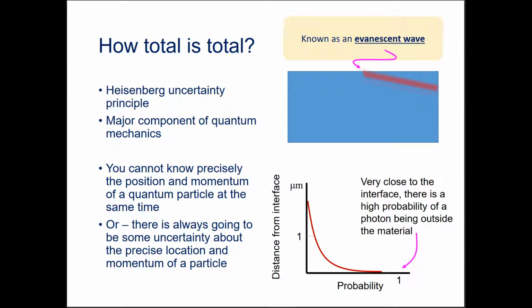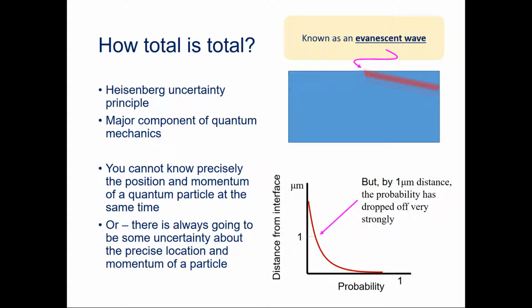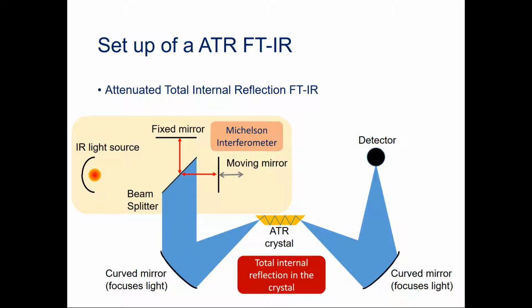At the point of total internal reflection, there is a small probability of finding the photon outside of the material. This is known as an evanescent wave. The probability of finding the photon increases closer to the phase boundary, as shown by the graph in the bottom left corner of your screen. But by 1 micrometer distance, the probability has dropped off, setting up an ATR-FTIR, an attenuated total reflection FTIR.